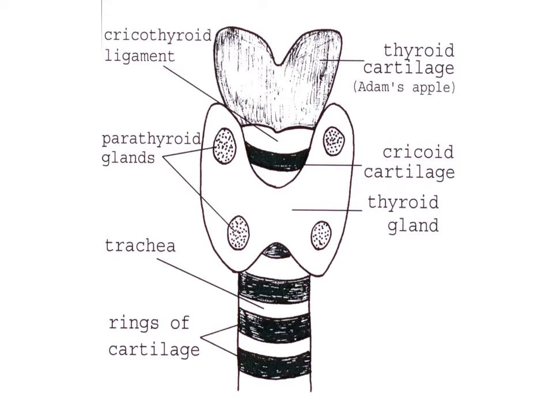And then lower down at the bottom of the diagram, we notice the incomplete rings of cartilage maintaining the patency of the trachea. And we notice the position of the thyroid gland, and the 4 parathyroid glands are actually embedded in the tissue of the thyroid gland, in fact towards the back of the thyroid gland. So the thyroid gland is in much the same position that we might wear a bow tie.